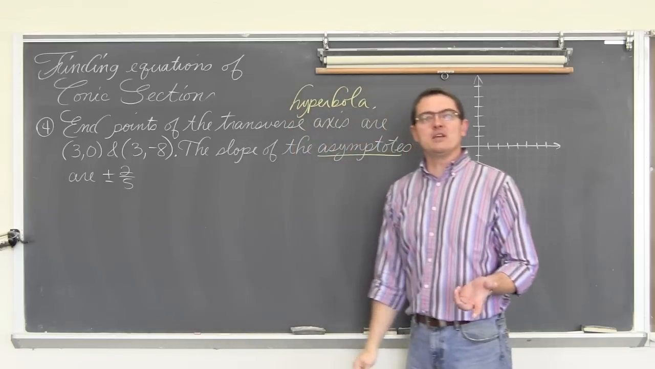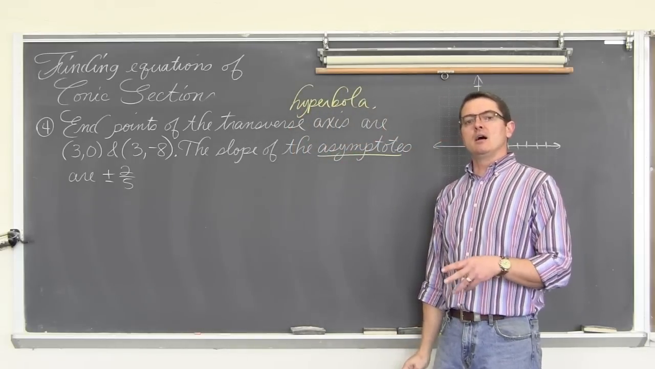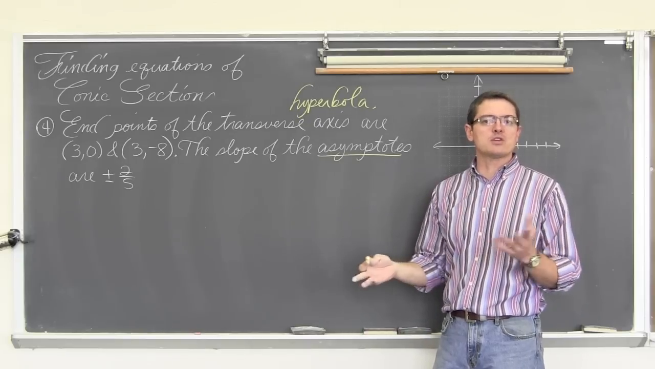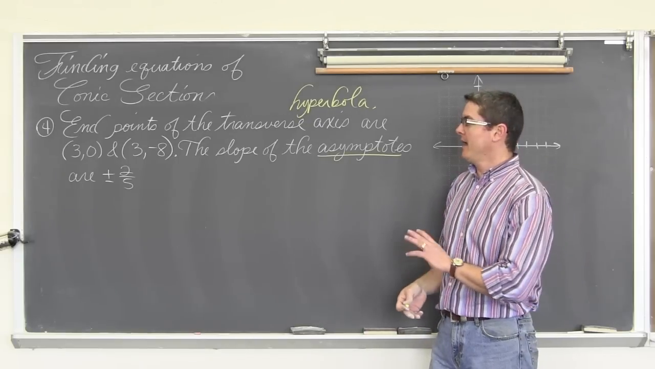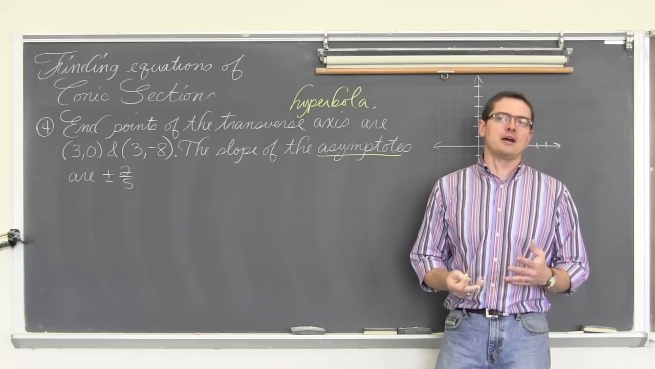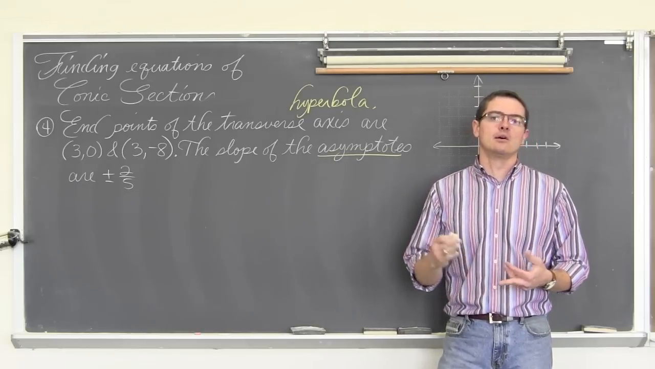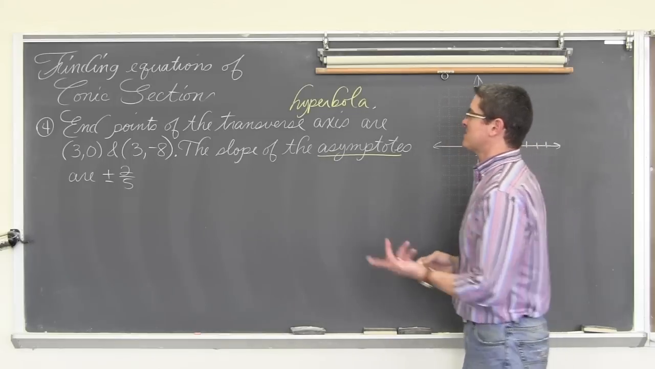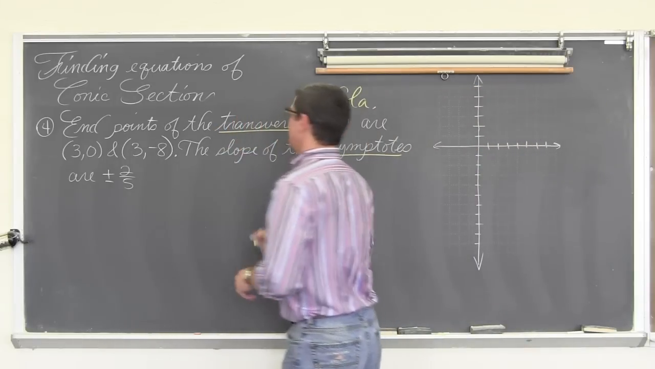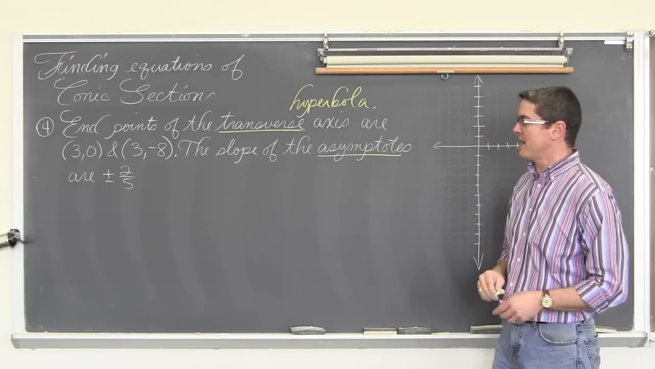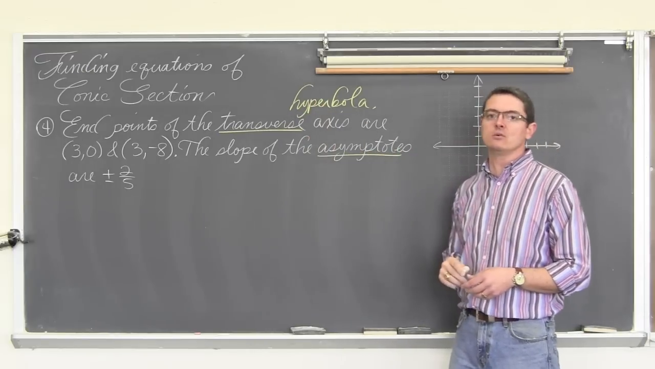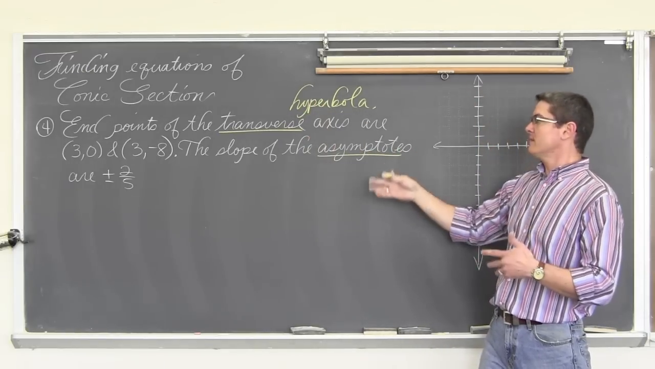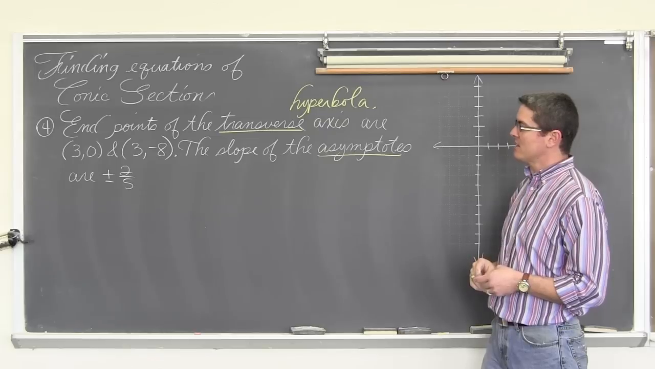So let's sketch the information, find as much as we can, get the standard form set up for whatever direction this thing's going to open up in, and do any kind of arithmetic we need to find the center or a or b. So the endpoints of the transverse axis, and by the way, a hyperbola is also the only conic section that has a transverse axis. Both of these names are specific to, or concepts are specific to that type of conic section.